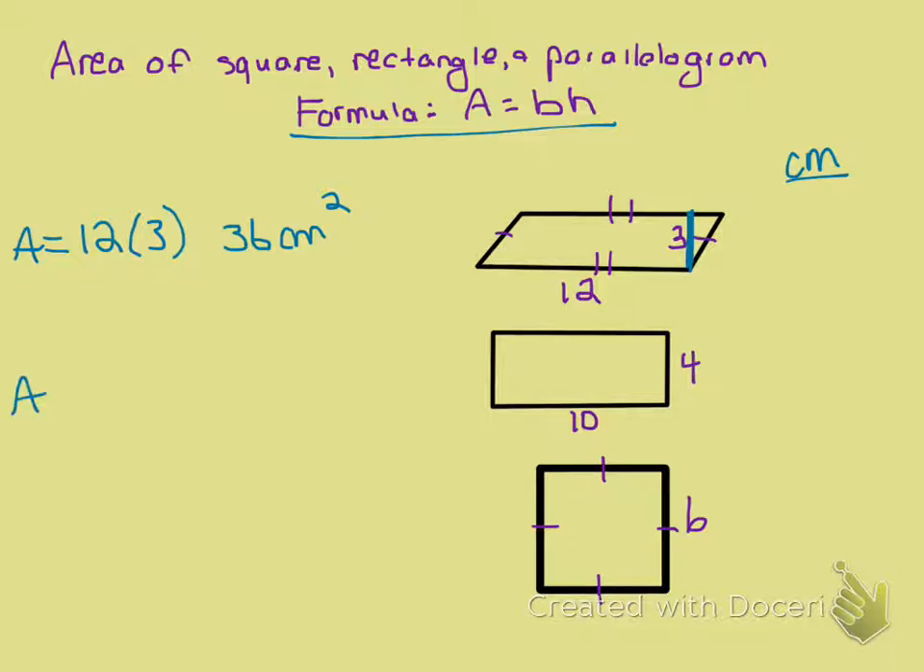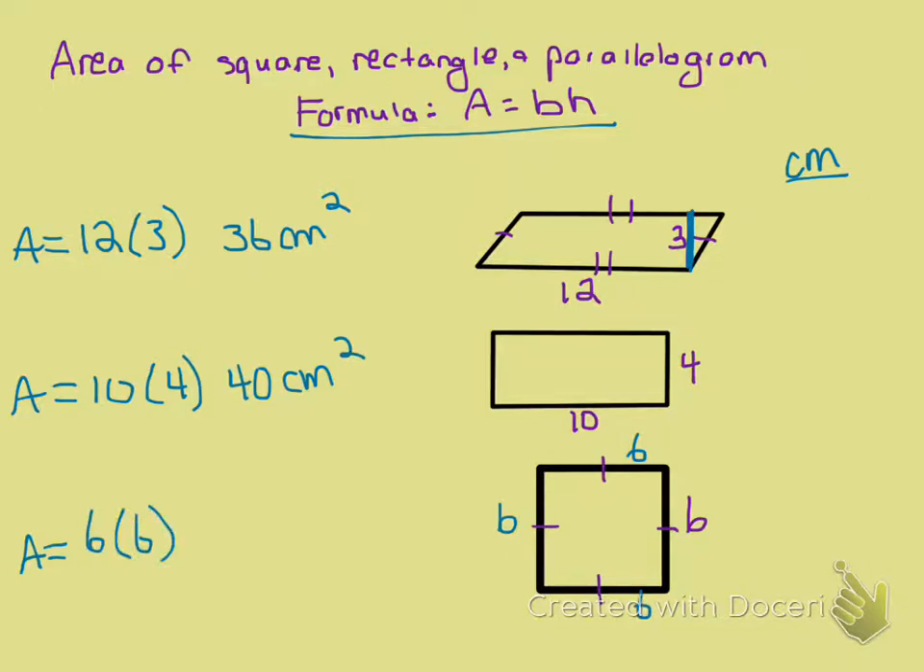For a rectangle, same thing. Area equals base times height, so 10 times 4, which gives me 40 centimeters squared. And then for a square, area equals base times height. Since we know this is a square, that means that even though they only give us one side as 6, we know they all are 6. So it's 6 times 6, which is 36 centimeters squared.